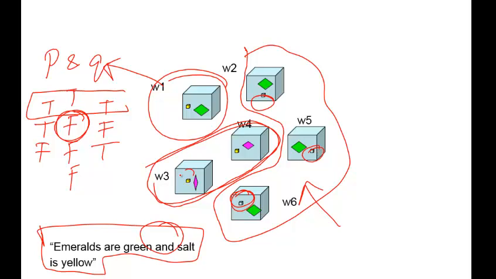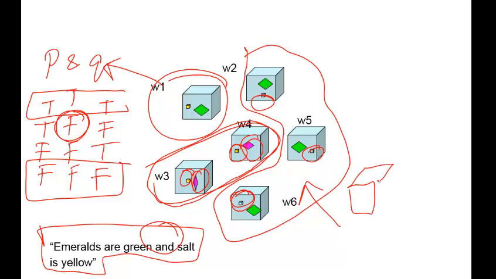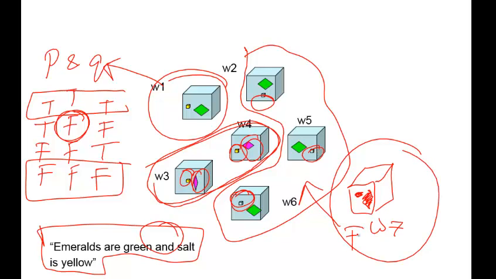And why is that? Well, because salt is yellow is true, but emeralds in this world are not green. Let's look at the last case, false, false. And guess what? I don't have a false, false, but let's build a false, false over here. And here we've got red salt and red emeralds. So in world number 7, it's false that emeralds are green, and it's false that salt is yellow. So that would correspond to the fourth case. Okay. So I hope that's helpful.